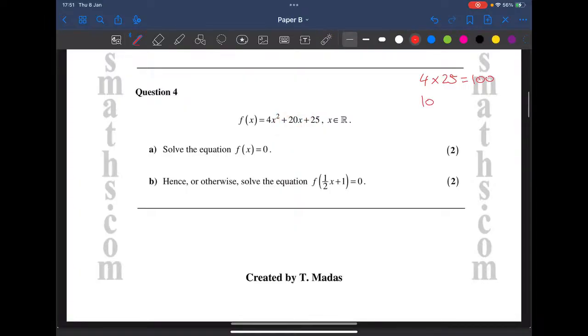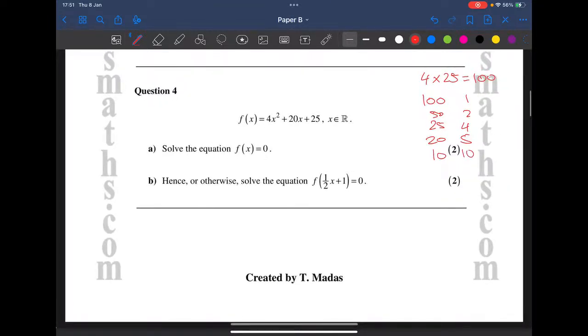Well, what factors could we get? 1 and 100, 2 and 50, 3, nope, 4 and 25. We're getting close now. 5 and 20. That's not looking good either. What other numbers could we get? 6, no. 7, no. 8, no either. 10 and 10. Nice and simple in there, 10 and 10. So we can split that 20x into 2 lots of 10.